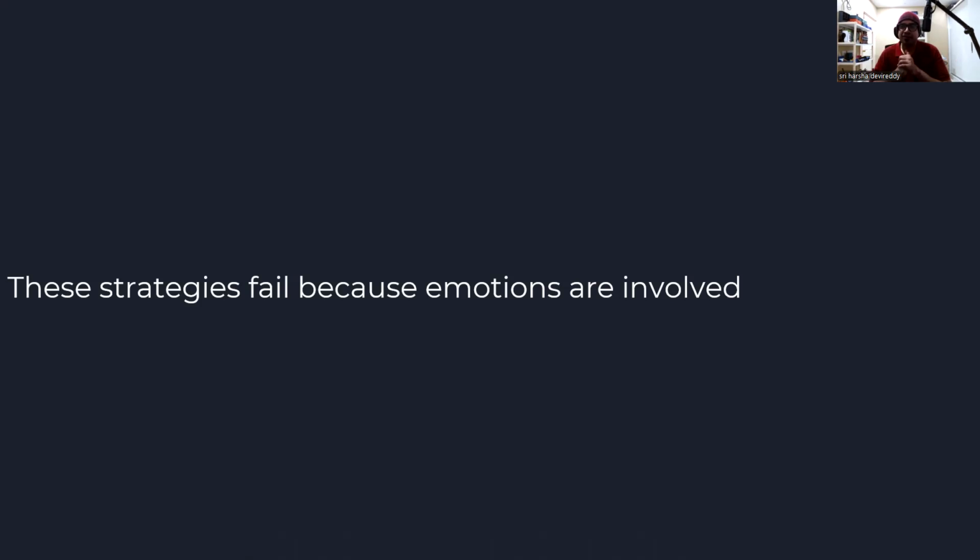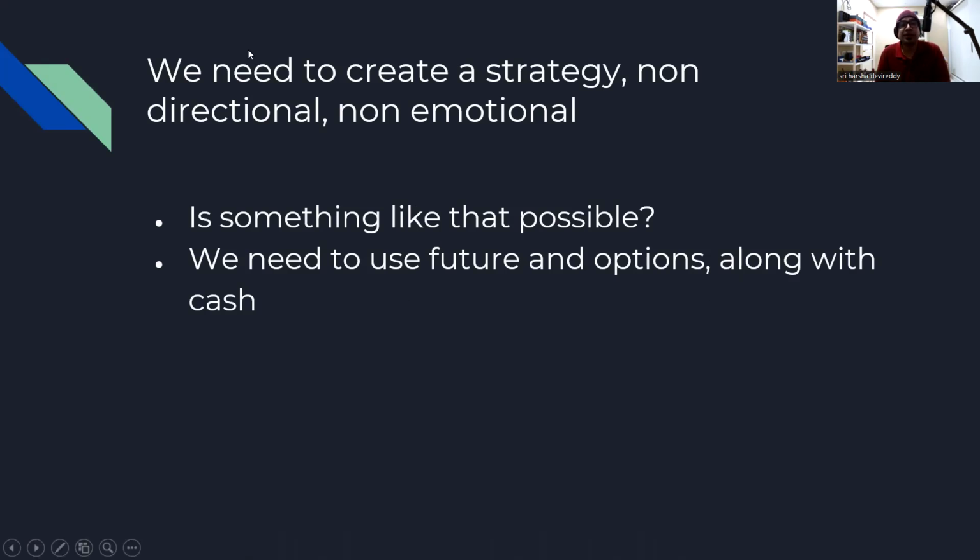I cannot break it. So when you do strategy adjustments and all, if it works, it's fine. But if it comes reverse, that's where the problem happens. So we need to create a strategy that is non-directional and also non-emotional. Is something like that possible? Yes. This is possible not by using futures and options alone, but you have to combine futures and options along with cash.